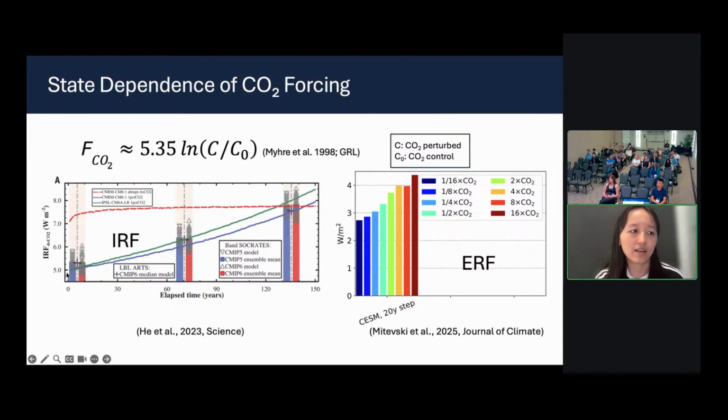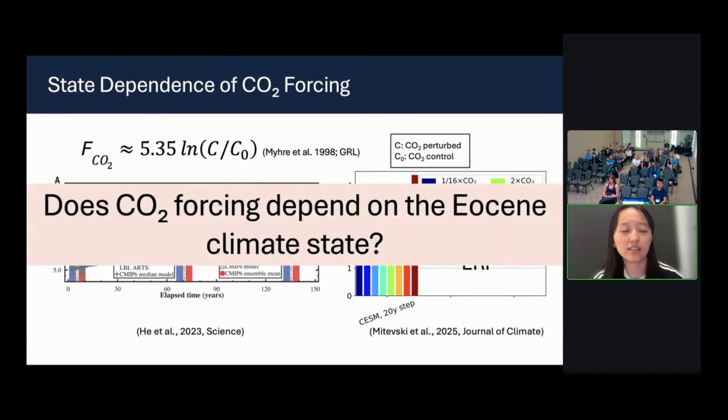On the left, the same CO2 perturbation produces a larger IRF as the climate warms. And on the right, URF shows similar behavior across different CO2 backgrounds. Together, these studies suggest that CO2 forcing itself may depend on the background climate state. So this naturally leads to the question we ask here: does CO2 forcing depend on the Eocene climate state?